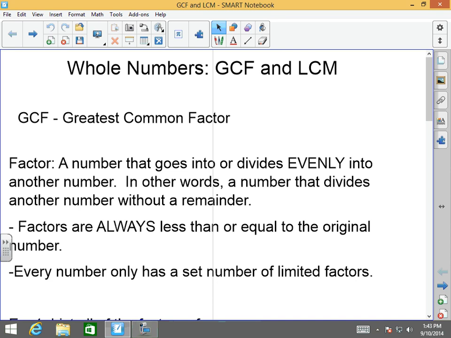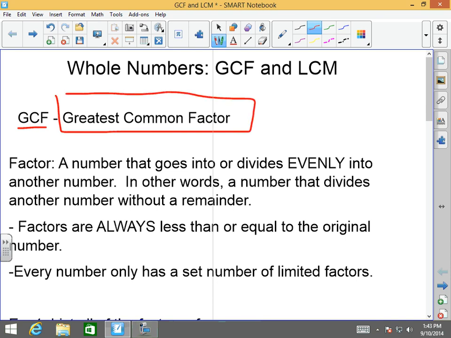Now, first things first, my brothers, the GCF. The GCF is called the greatest common factor. And what does that mean? That means that of all the factors of a number, the GCF is the largest factor that two or more numbers share. That's all this is. The greatest common factor is the largest factor that two or more numbers share.